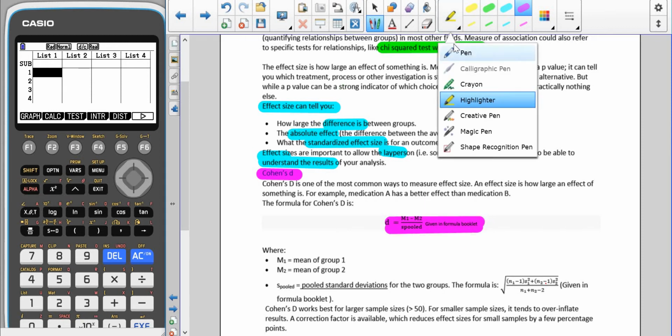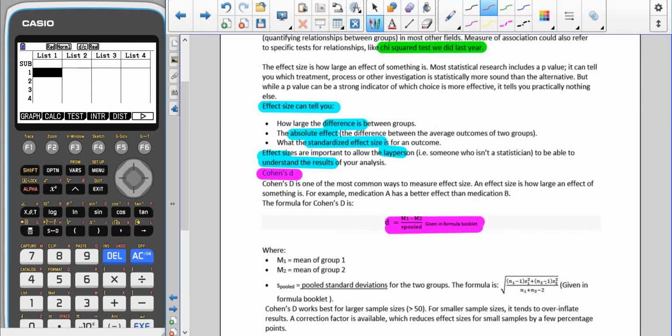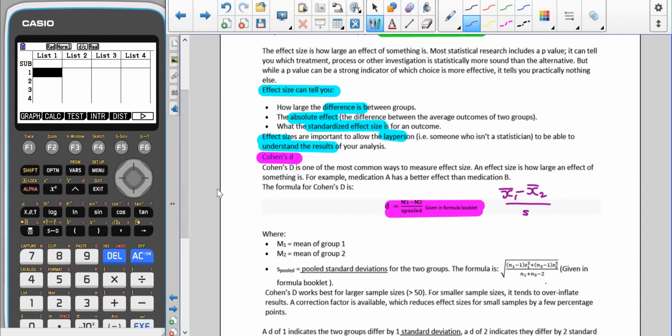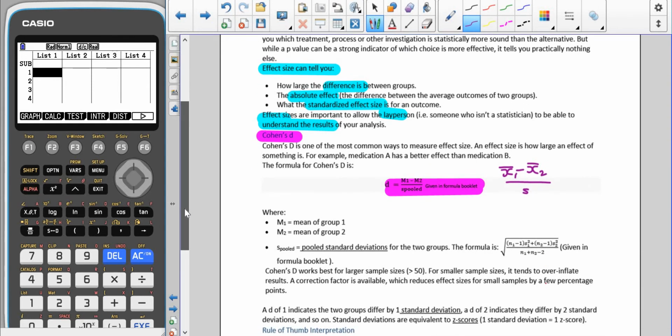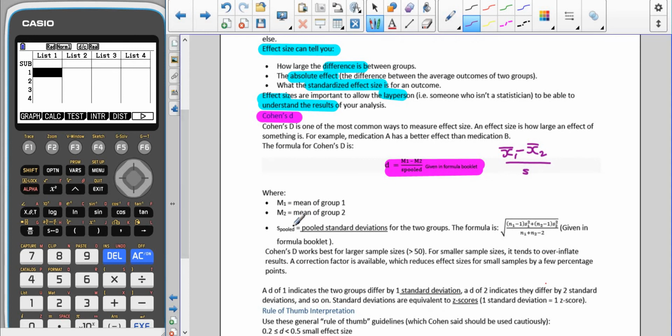In your formula booklet, it does look slightly different. This comes up on page 7 of your formula booklet, where it appears as x bar 1 minus x bar 2 over S. Looking at it in this form, M1 is the mean of group 1, M2 is the mean of group 2, and S pooled is the pooled standard deviation.